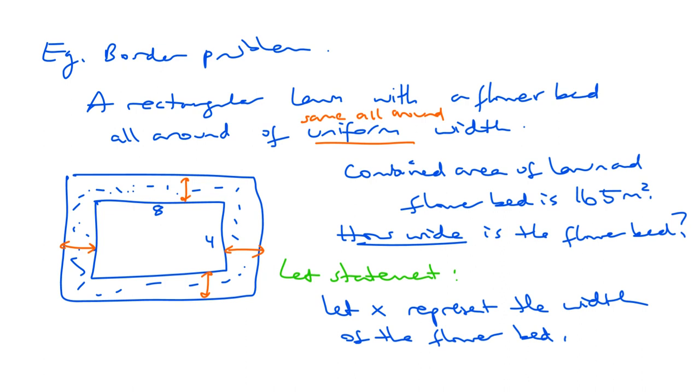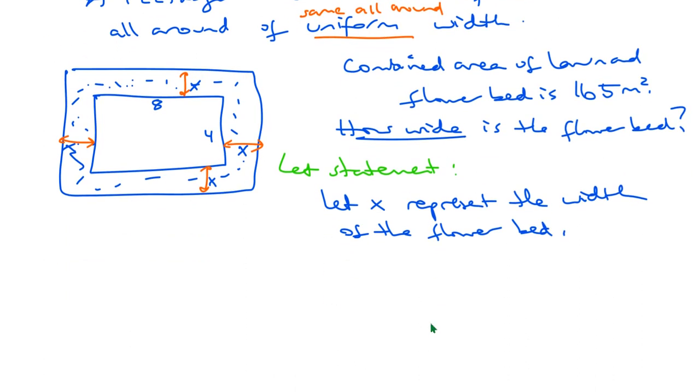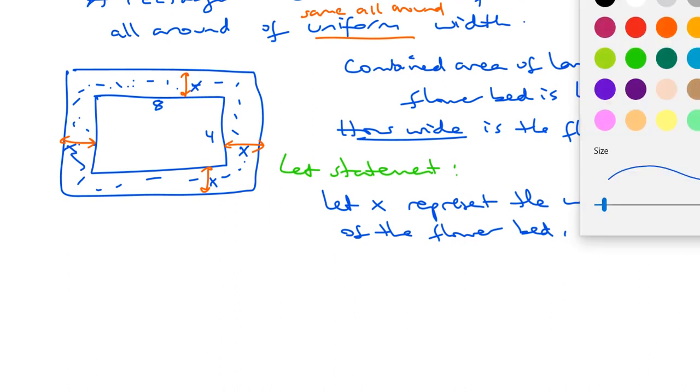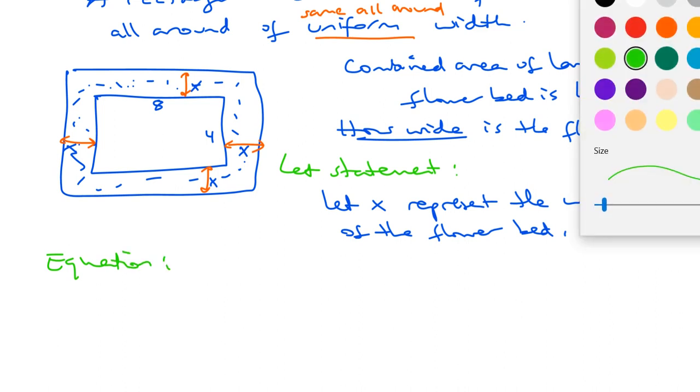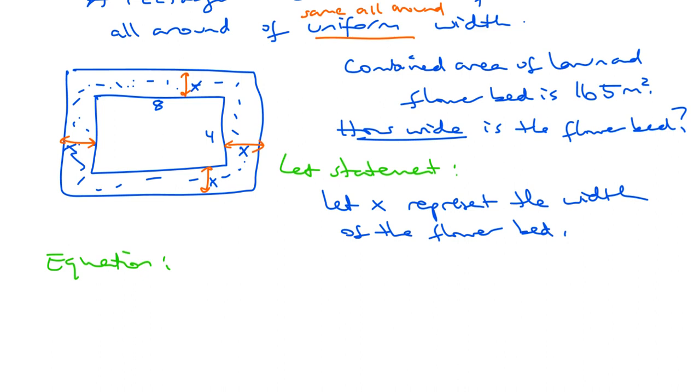Okay, now they did say that it's uniform width, right? Uniform width, which means everywhere I go around this rectangle, the width is x. So this is x, and this is x, this is x, this is also x. Okay, they're all x. It's the same width. Now let me write my equation. So I'm going to switch to my green. Okay, so my equation goes like this. The question says that the combined area of the lawn and the flower bed is 165 meters. So the area of the lawn plus area of the flower bed is equal to 165 meters squared.